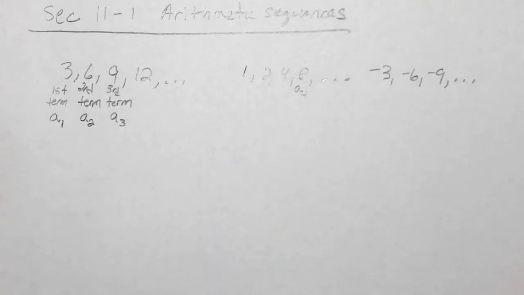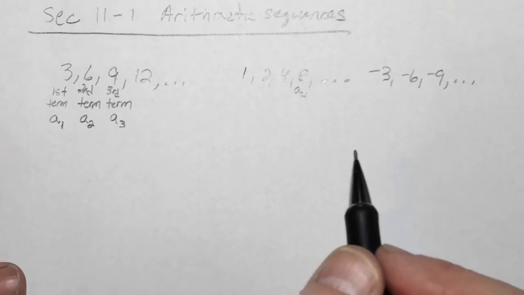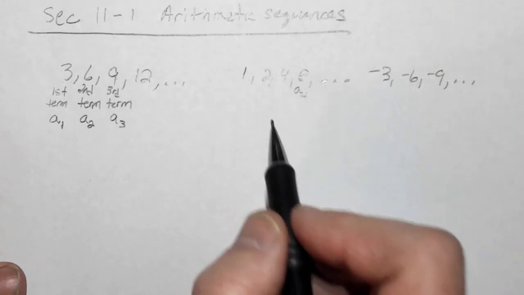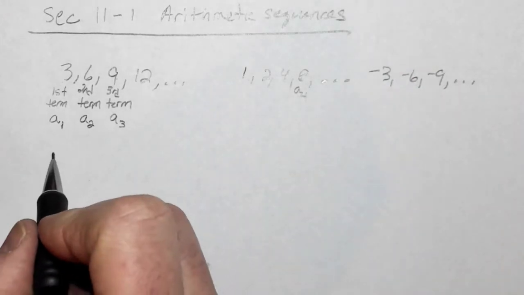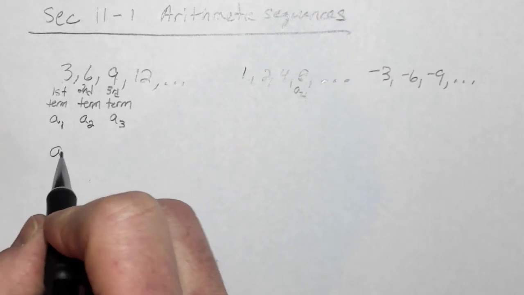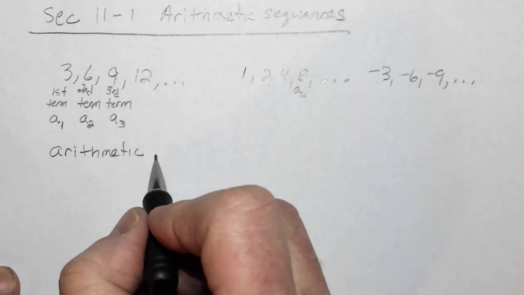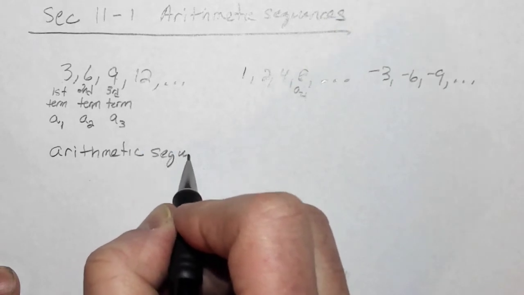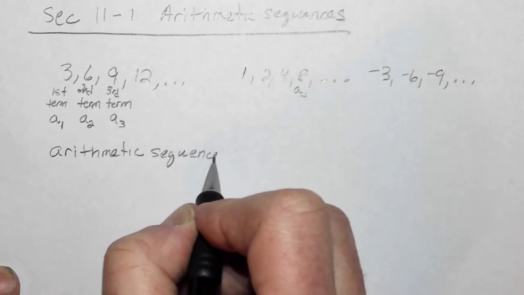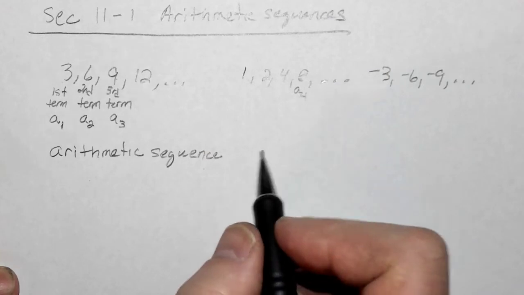Okay. Now there are lots of different kinds of sequences. We've got a couple different kinds here. The ones we're going to talk about today are called arithmetic sequences. And I know it looks like arithmetic, but it is pronounced arithmetic. Who would guess that math is different?